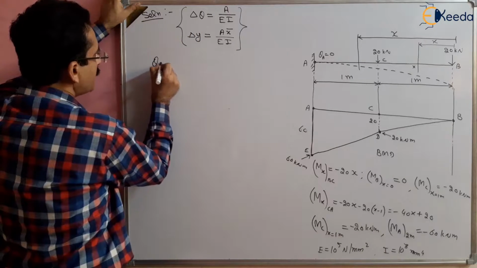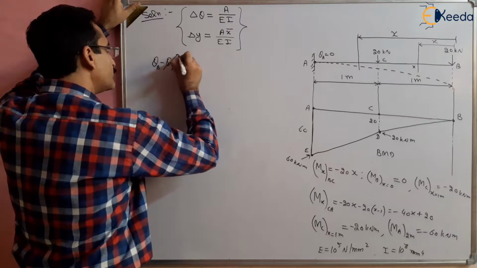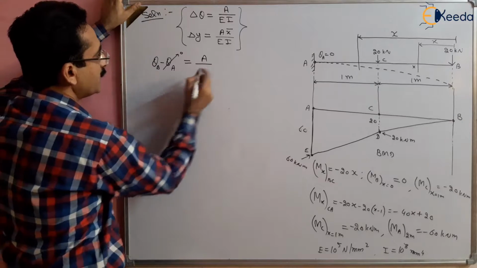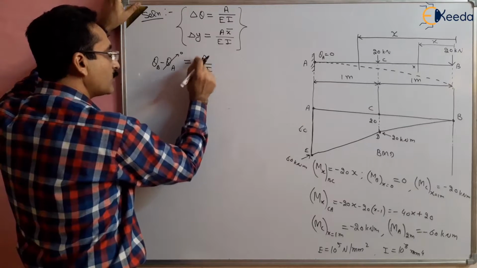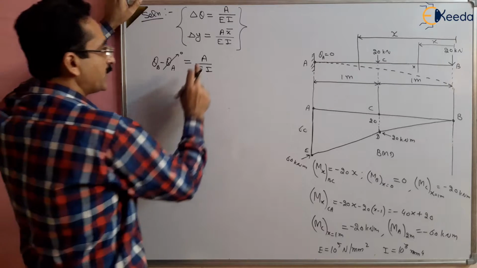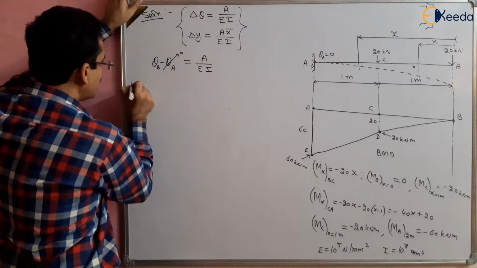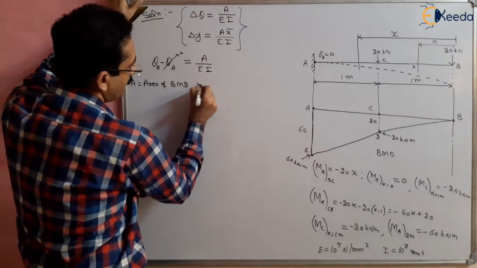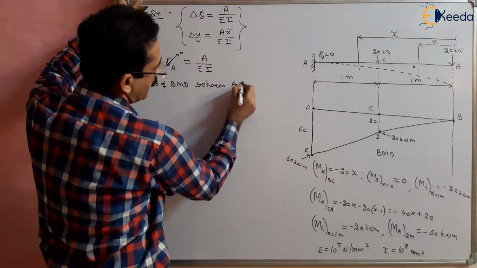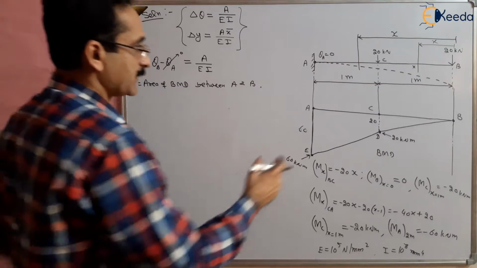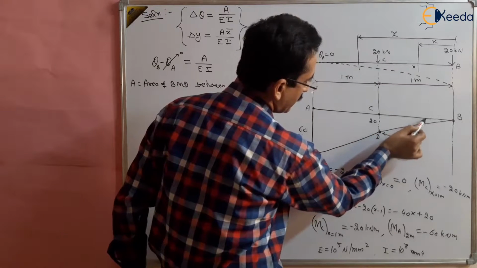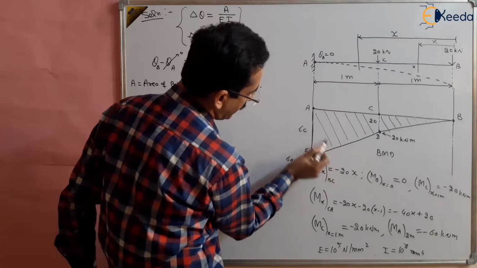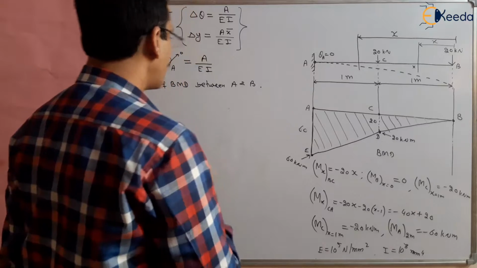Delta theta is theta B minus theta A, and we know theta A is 0, and that will be equal to the area between A and B divided by EI. Area of what? Area of the bending moment diagram. So what is the area of the bending moment diagram between A and B? This entire area, this complete area we have to find out. So how to find out this area?